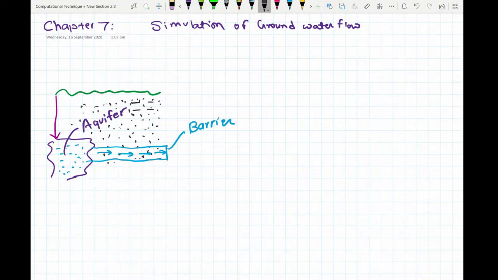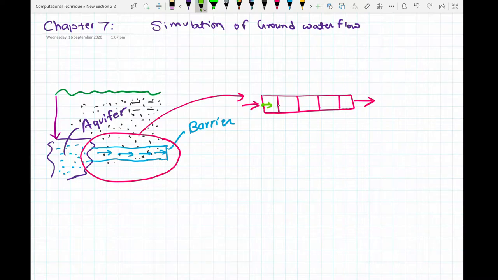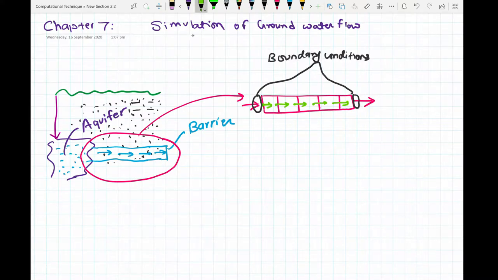Here, if we take this section out, we can assume this flow to be 1D, which means it will be kind of like a pipe where the water flow will only go from the left hand side to the right hand side. This will have several grids where the fluid will enter from here and move into this grid, and then from here to this grid, from here to this one, and so on until it hits the barrier. Now these conditions here at the ends are the boundary conditions.